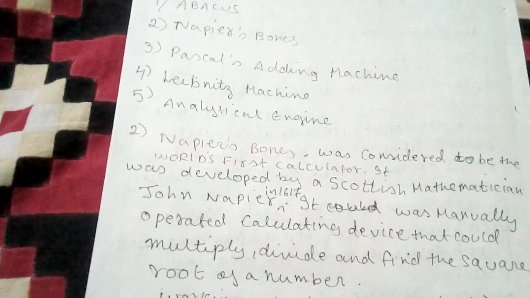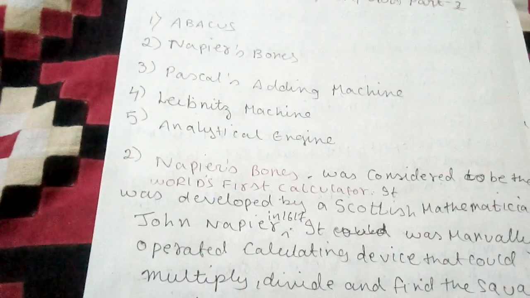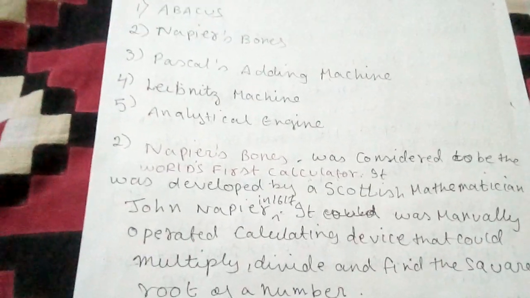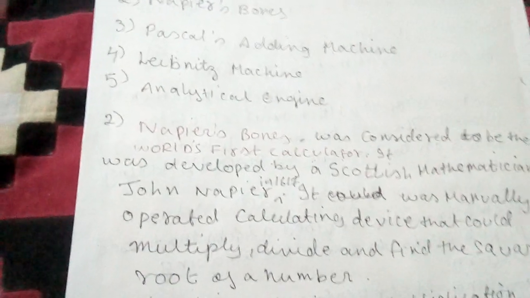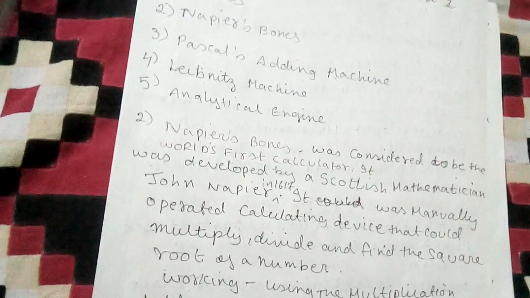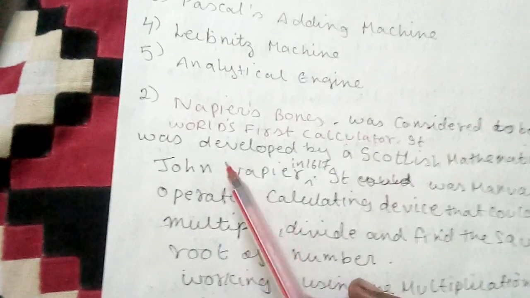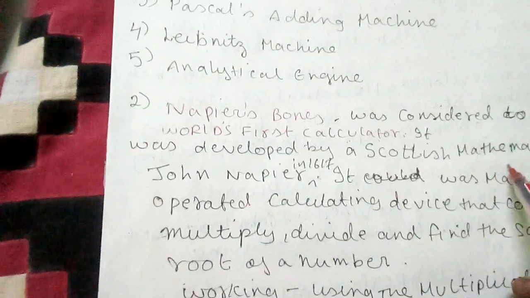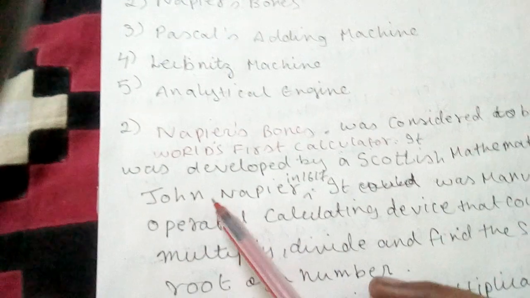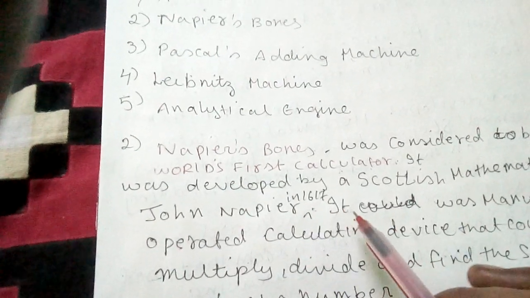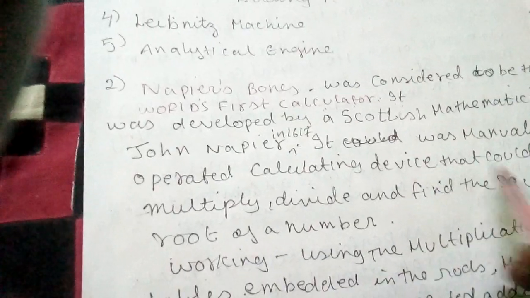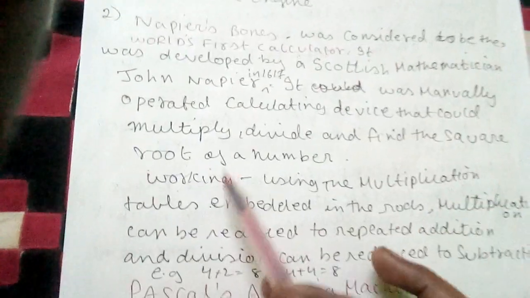Next, calculating device. Let us talk about the Napier bones. Napier bones was considered to be the world's first calculator. It was developed by a Scottish mathematician, John Napier, in 1617. It was a manually operated calculating device that could multiply, divide and find the square root of a number. Next we talk about the working.